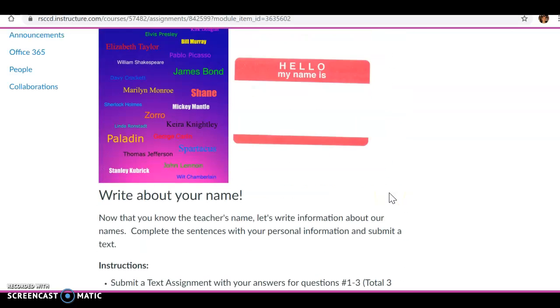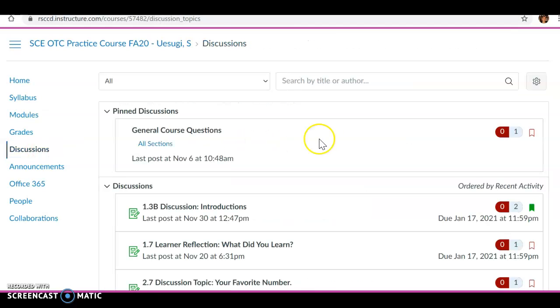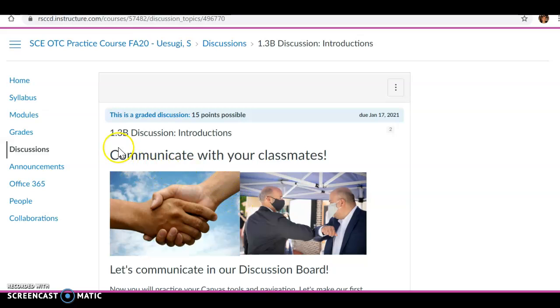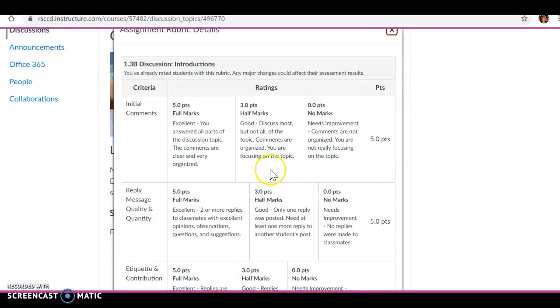Now if you are in a discussion, you have to find the rubric by looking at the top corner. So example, I'm in my discussion 1.3b, discussion introduction, so the rubric is here. I click on these 3 dots and I click on show rubric. So here's my rubric here.